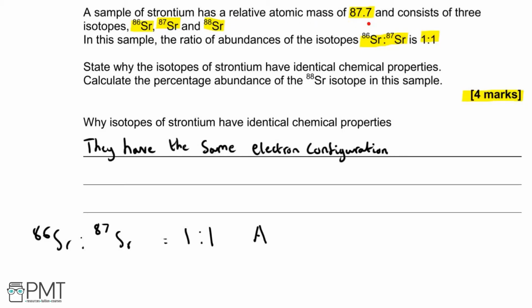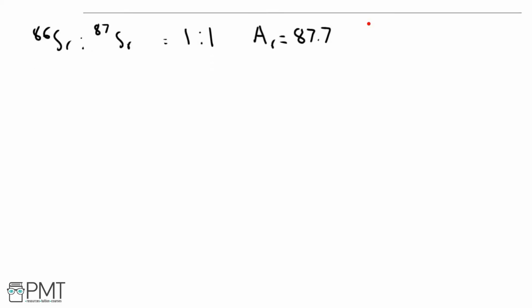Now, relative atomic mass is an average. It's the average mass of all the atoms of an element. But from these 2 pieces of information, we can calculate the percentage abundance of the strontium-88 isotope. The way we need to do this is by using the fact that the relative atomic mass is an average, and we're going to be forming an equation almost like the calculation of a mean. In order to do this, we're going to use the term X to refer to the percentage abundance of both the strontium-86 and the strontium-87 isotopes, as they are the same, so we can use just the one.